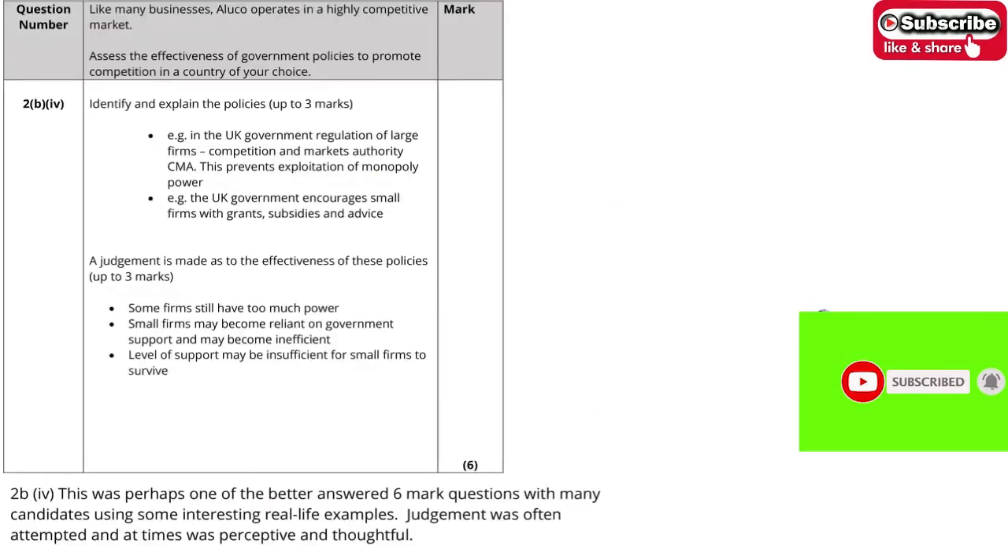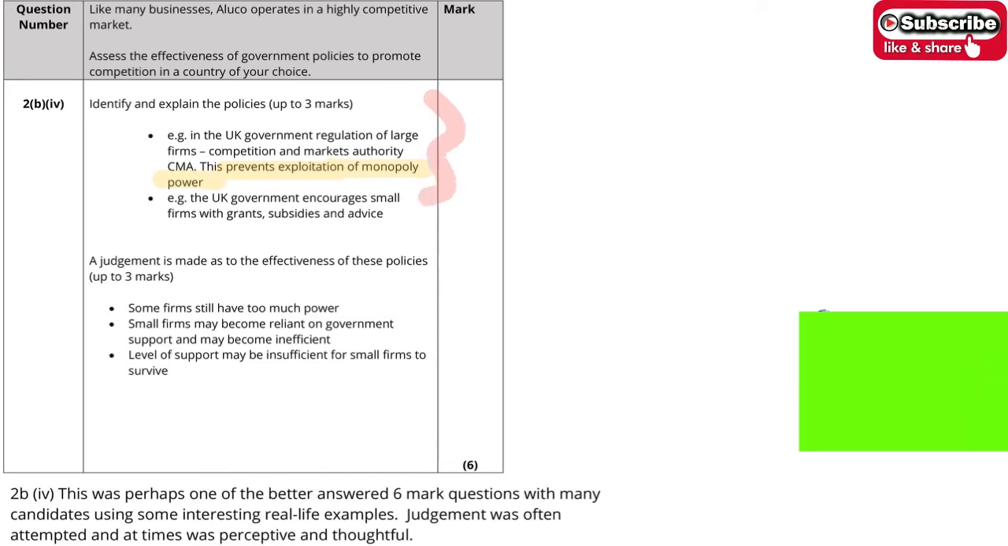Let's move on to the last part of this question. It asks about the effectiveness of promoting competition in the country. Say for example, we may use UK as an example. So UK has regulated, indeed, a lot of business. Rather than promotion, they try to prevent exploitation from the monopoly power. And this is the first one.